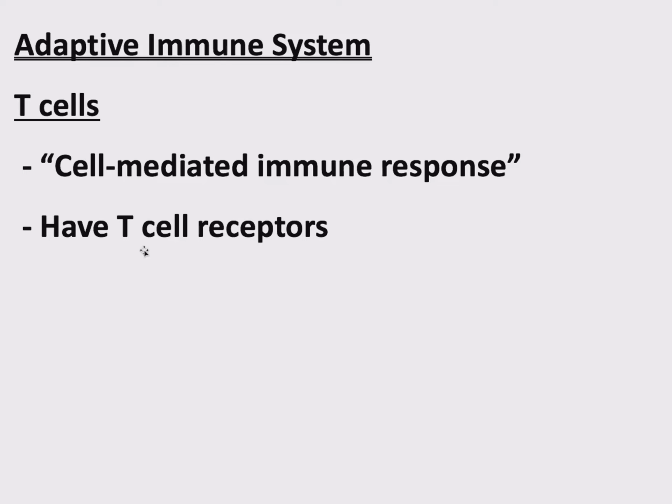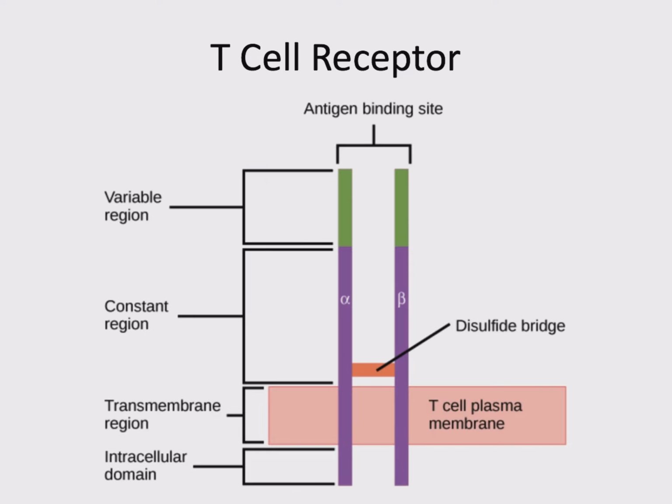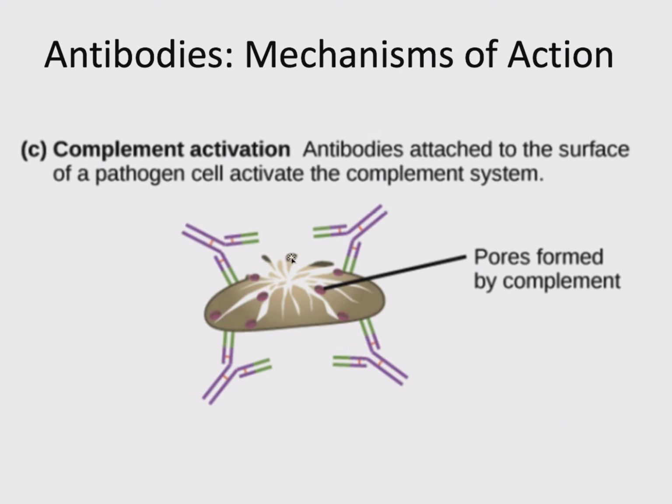T cells have something kind of like an antibody, but different in a few ways. T cells have something called a T cell receptor. So let's compare and contrast this with an antibody. Like an antibody, T cell receptors have an antigen binding site. Unlike antibodies, there is only one antigen binding site, and unlike antibodies, T cell receptors are always embedded in the plasma membrane. They are never floating around and binding to stuff outside of a cell.